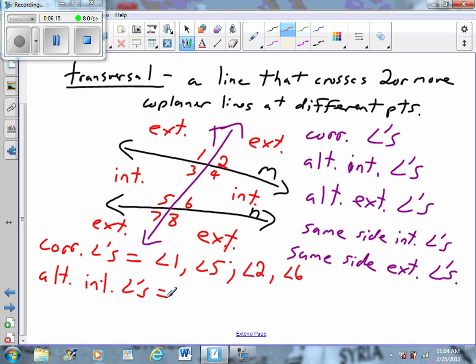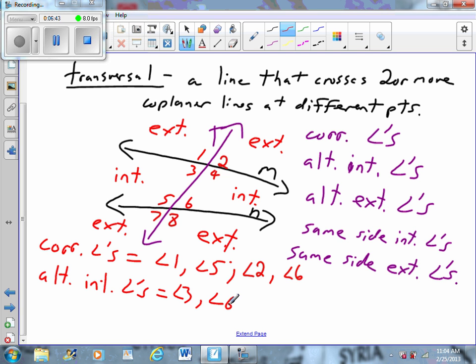So alternate interiors refers to angles on different sides of the transversal. Angle 3 and angle 6 would be an example of what is meant by alternate interior angles. All right? Not 3 and 4. What would angles 3 and 4 be examples of?